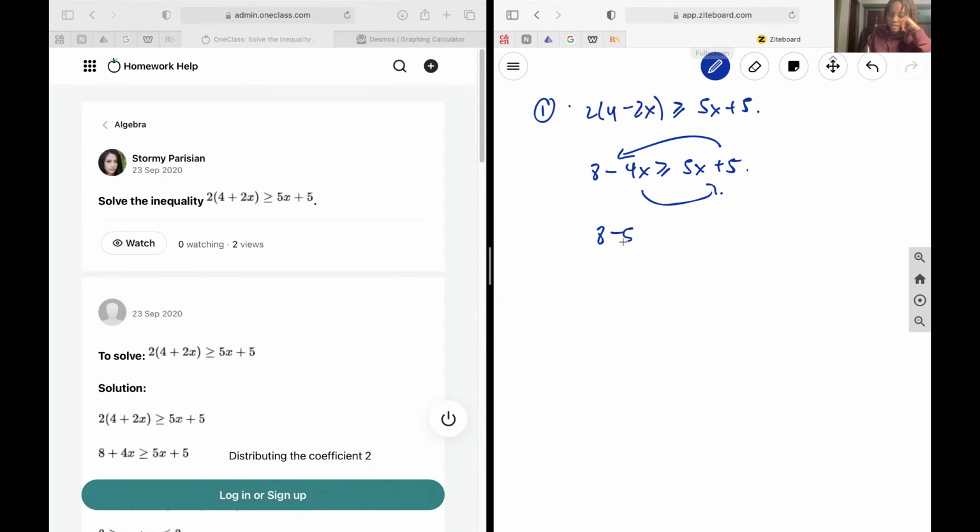So 8 minus 5 is greater than or equal to 5x plus 4x. So 3 is greater than or equal to 9x. Sorry, it's greater than or equal to, this is plus. So this will become 8 minus 5 is greater than or equal to 5x minus 4x. So 3 is greater than or equal to x. That's going to be your answer. You can state it as x is less than or equal to 3.